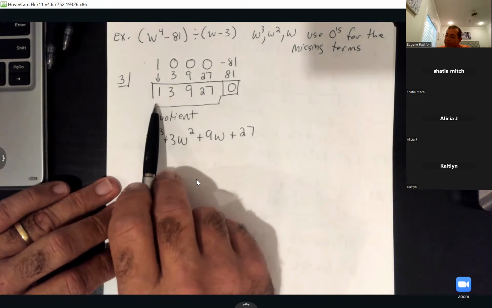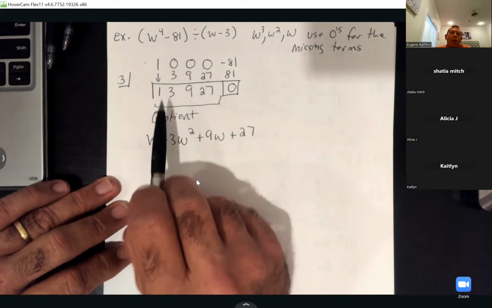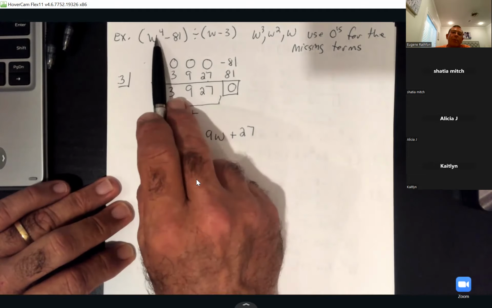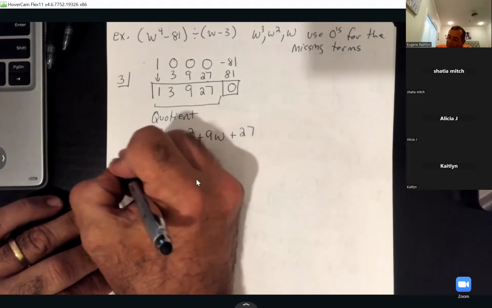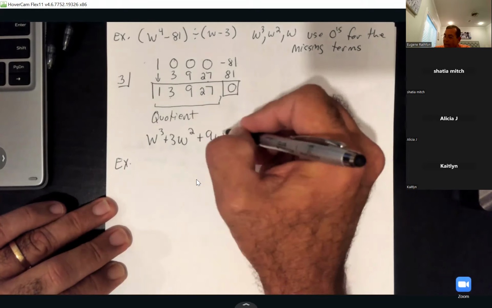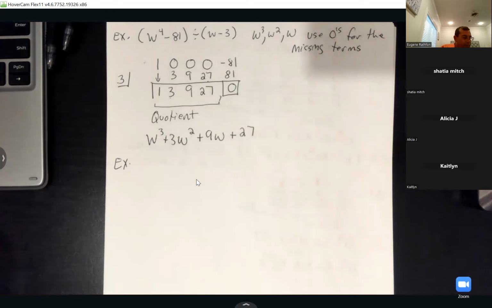Okay, so remember, it always starts out 1 degree less, and it's always a 1 in the front. So if you had a W^4 here, that's going to be a W^3, okay? And then just go down in descending order for the rest of your numbers.